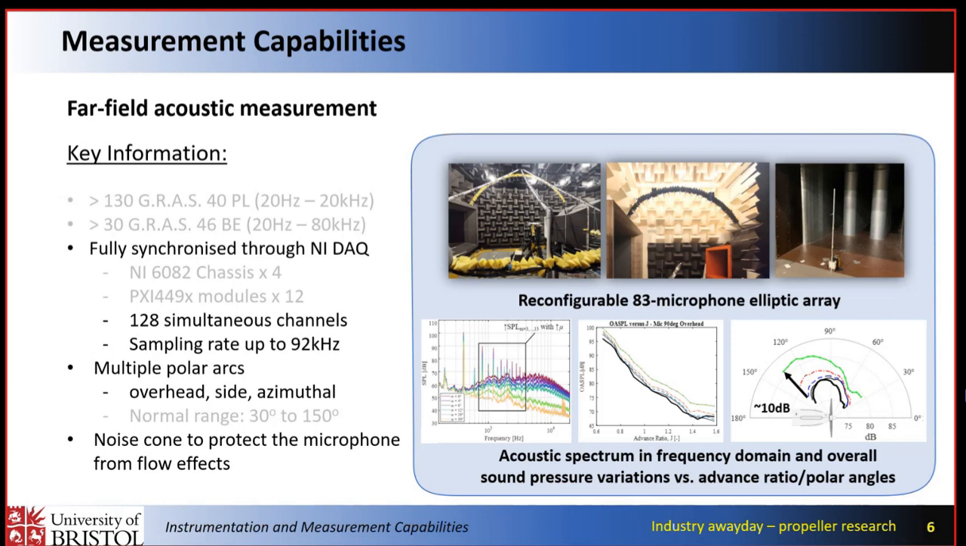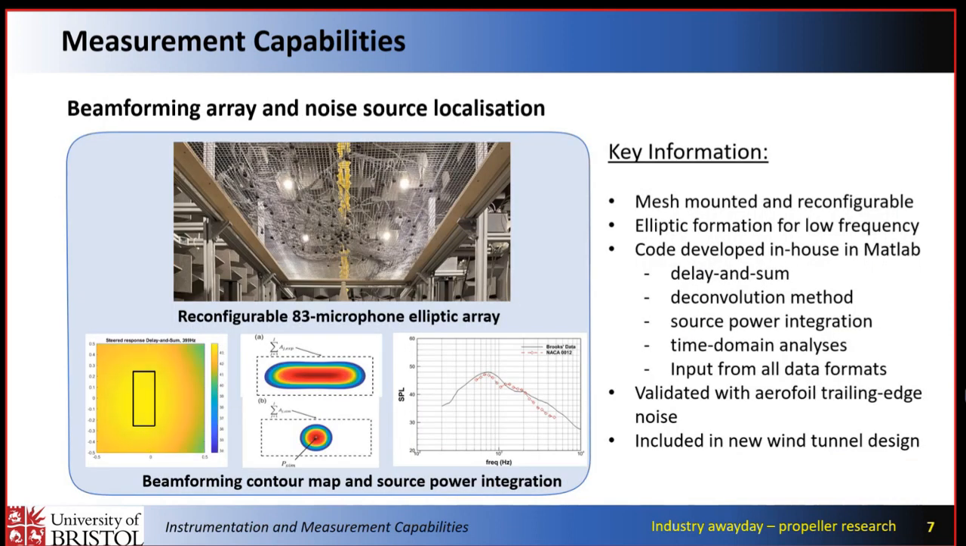From here, we are able to obtain noise spectra in the frequency domain, overall sound pressure levels, variations according to different parameters of interest, advance ratio for instance, and lastly the directivity pattern for all the problems that we study. Secondly, we also have a beamforming array. Different from direct microphone measurement, it tells us the noise locations, and it is usually useful for installed cases.